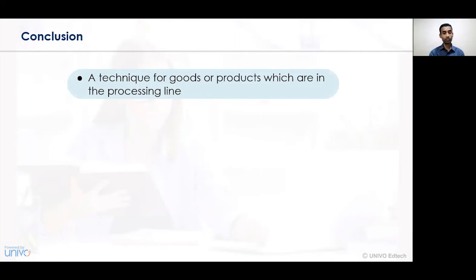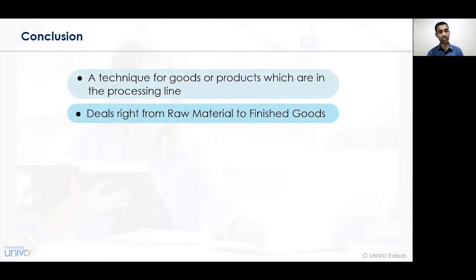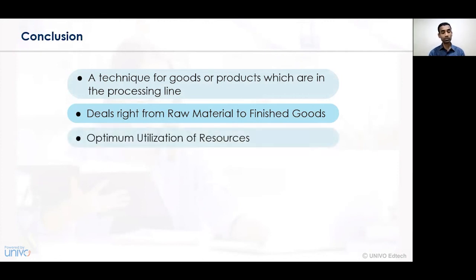So here in this case, we have identified that MTO, that is make to order strategy, is a technique for goods or products which are in a processing line. So when goods are moving from one place to another, what strategy or techniques are needed and what activities need to be undertaken. Again, it deals with the processes or activities right from the input, that is from the raw material, to the output, that is the finished goods.